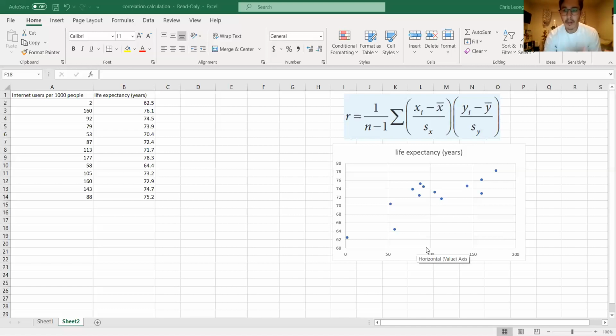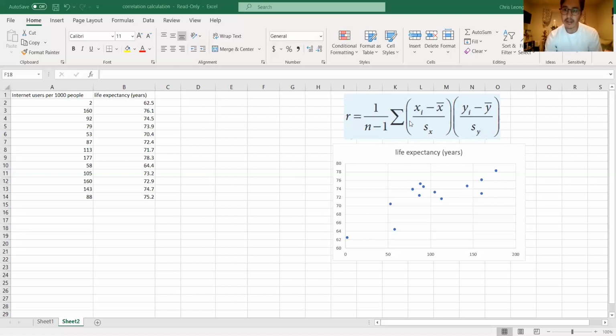So I threw out the words moderate and strong, but we want to quantify the strength of this relationship. And this formula up here is the correlation coefficient. That's how we quantify it. We use the lowercase r to represent it. And it's really kind of like an average.